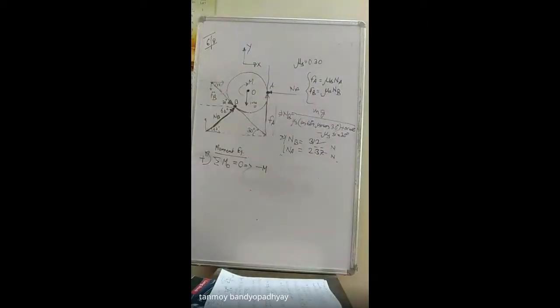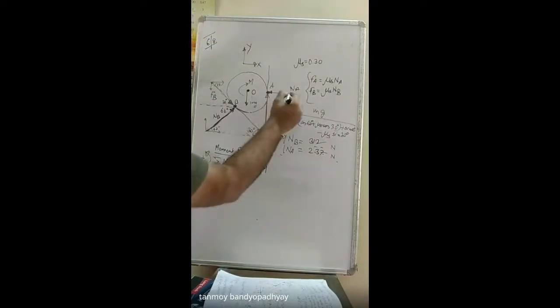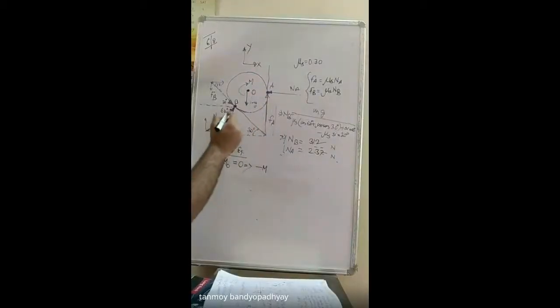So এটা actually clockwise. So it's minus M. What else? আর কি থাকবে? এর কোনো component থাকবে না because NA passes through this point. NB also passes through this point. So as we know, reaction passes through the center. So the reaction won't be having any components. Only the frictional forces will be having components.